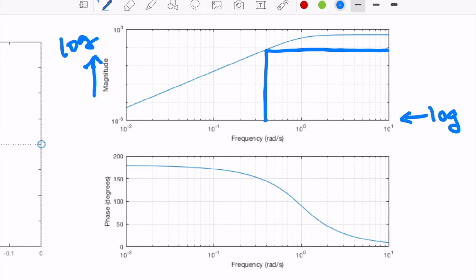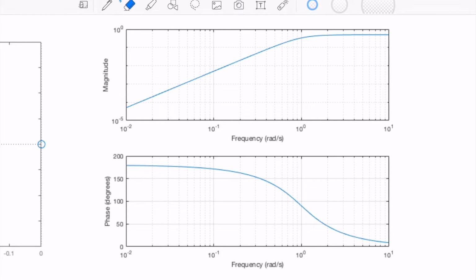Okay. And it looks like it's about minus 3, minus 2, minus 1. Nope, sorry. Minus 5, minus 4, minus 3, minus 2. So it looks like maybe 8 times 10 to the minus 2. So that'll give you some sense of what's going on. We read the phase in degrees the same way.